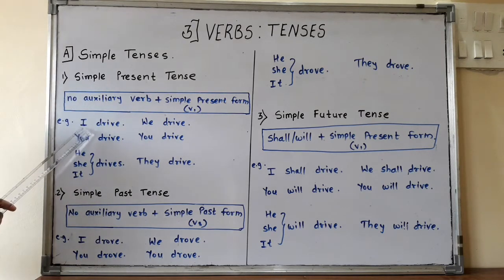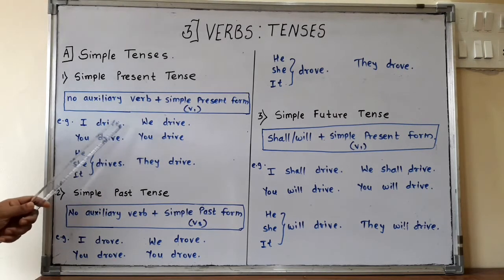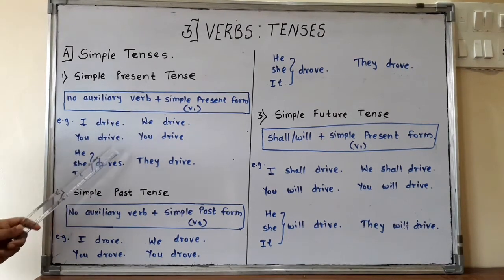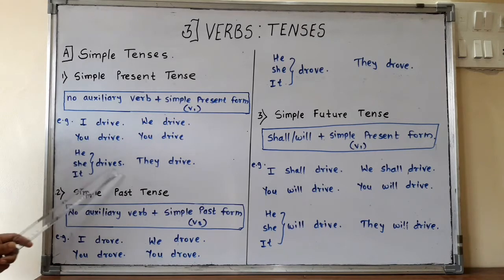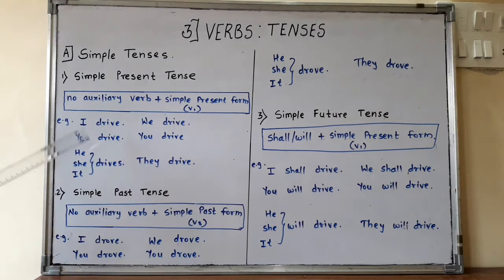For example, I drive, we drive, you drive. This is what singular, this is what plural. You drive, he, she, it drives, and they drive. So this is what simple present tense.